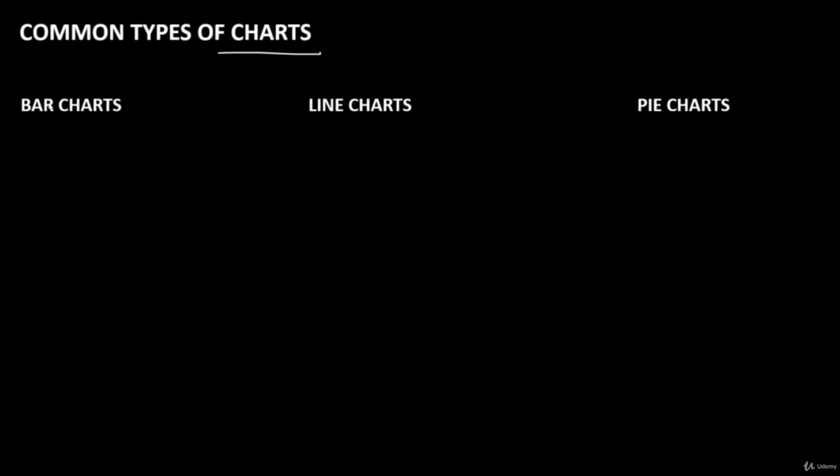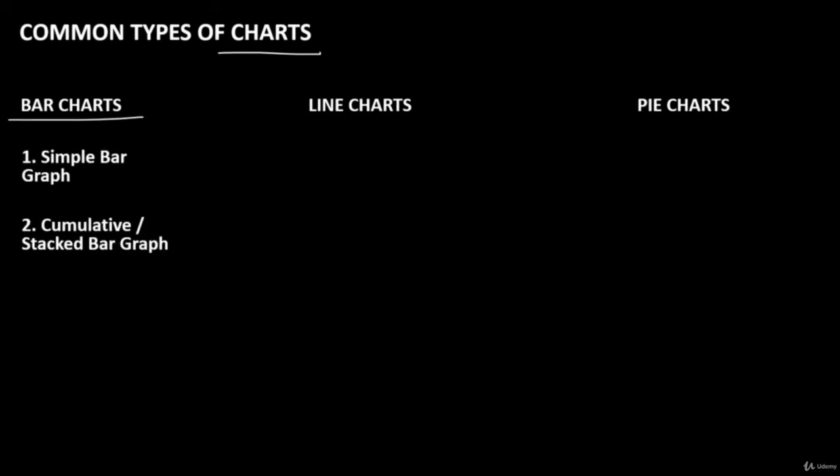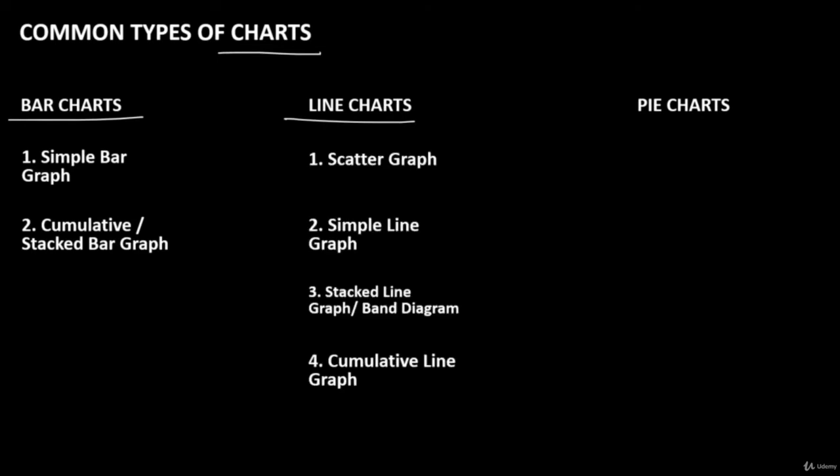Now, under bar charts, we'll have two types: the simple bar graph and the cumulative or stacked bar graph. Under line charts, we'll discuss four types: the scatter graph, the simple line graph, a stacked line graph or a band diagram, and the cumulative line graph. And under pie charts, we'll discuss two types: the simple pie chart and a donut chart.